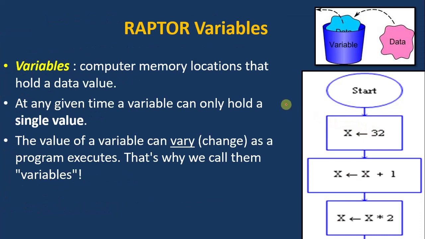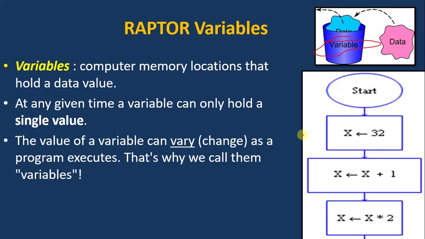Before getting into more about programs in Raptor, we should know something called variables. A variable is nothing but a memory location inside a computer that holds a value. At any given point of time, this variable can hold only a single value. And the value of a variable can vary throughout the course of the program. That's why we are calling it a variable.